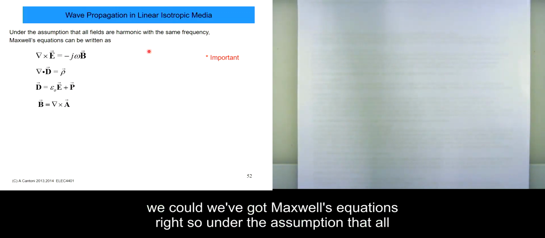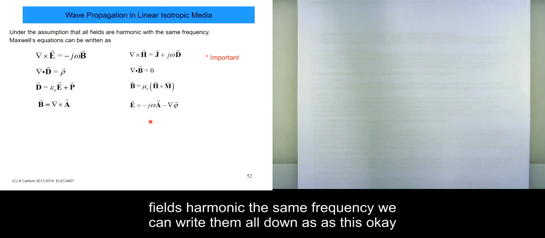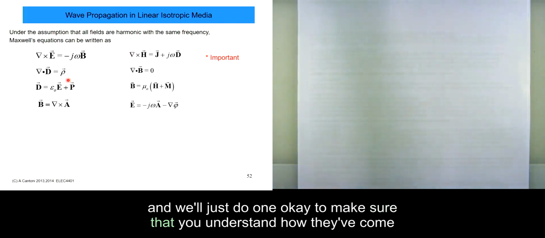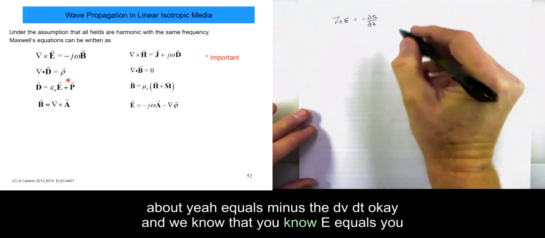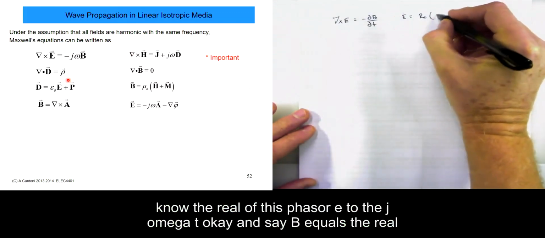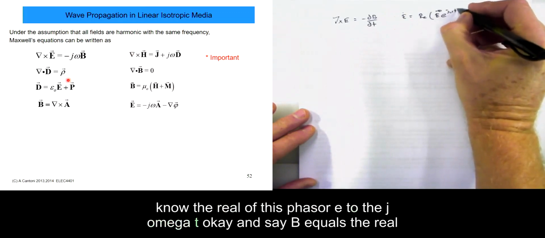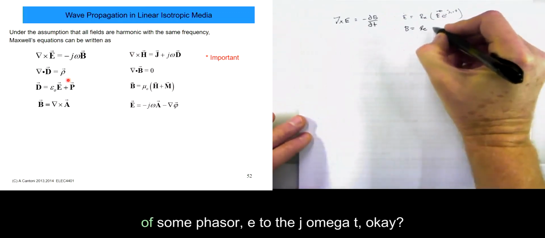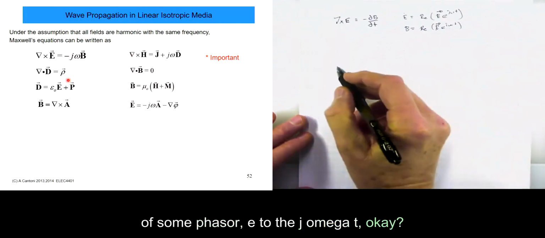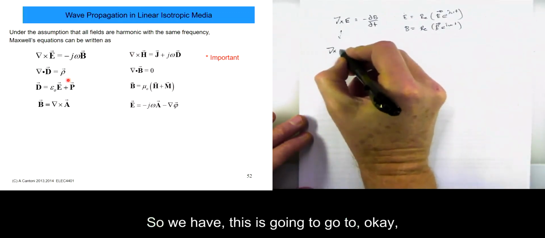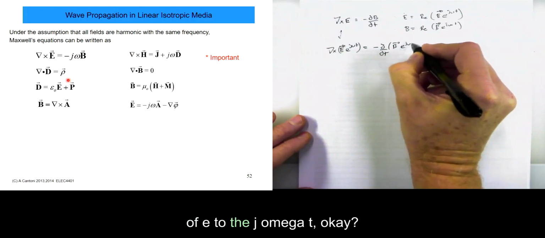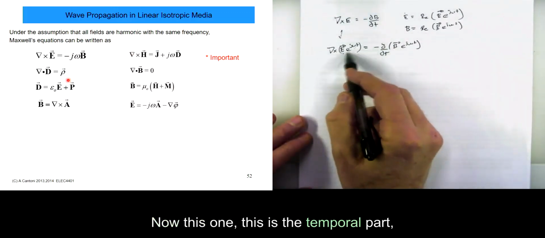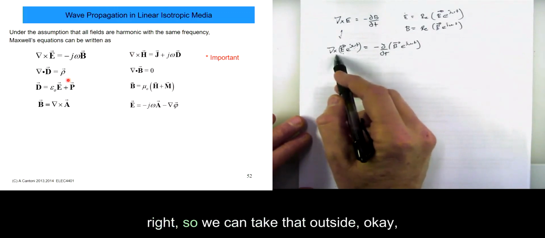So we've got Maxwell's equations. Under the assumption that all fields are harmonic with the same frequency, we can write them all down like this. We'll just do one to make sure that you understand how they've come about. So curl E equals minus dB/dt. We know that E equals the real part of this phasor times e to the j omega t, and say B equals the real part of some phasor times e to the j omega t. So we have the time derivative, minus d/dt of B e to the j omega t. Now this is the temporal part, so it has nothing to do with the spatial derivative here, so we can take that outside.